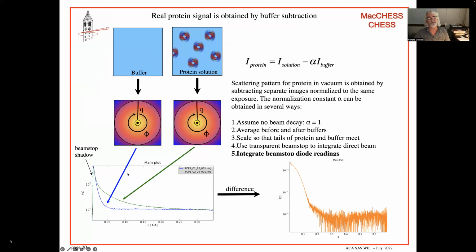So you will hear emphasized over and over again how important it is when you do a measurement to have a buffer that precisely matches what's actually in your sample, right? Because we have to subtract the scattering from the buffer from the scattering of the sample in order to get the scattering profile of essentially a molecule in space, right?